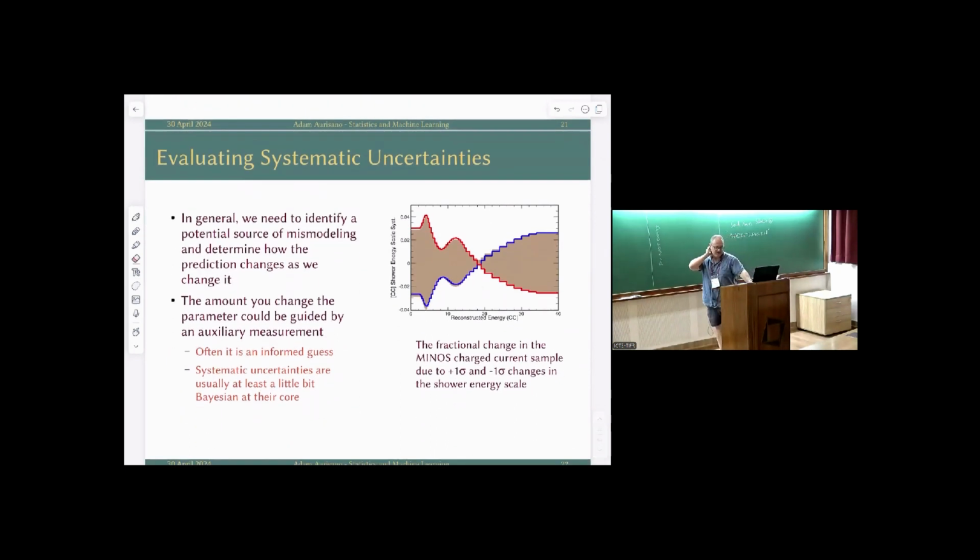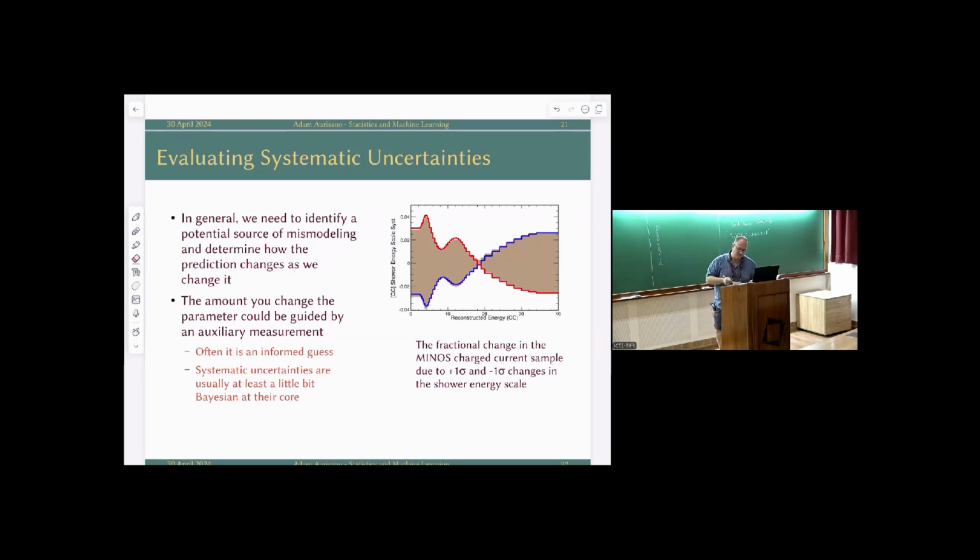To evaluate them in general, if you identify a source of mismodeling, you need to determine how that prediction changes as you change that parameter, right? The amount you change the parameter could be guided by an auxiliary measurement, but often it's just an informed guess, which means that systematic uncertainties are inherently a little bit more Bayesian, because it's really about what you believe the range that parameter could realistically have, which may be guided by lots of things, but it's a pretty subjective thing that you have to work with.